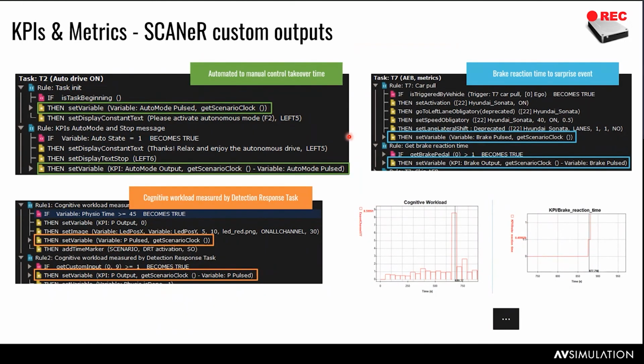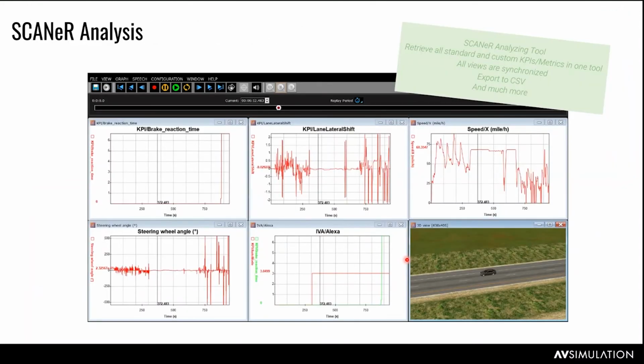So these custom outputs are, for instance, the cognitive tasks. This is the time I took on average every time I clicked on the button with my index finger on my left hand. And that's the brake reaction time from the car pulling out of the parking spot event. And once again, all of this was developed in a matter of days, 3-4 days.